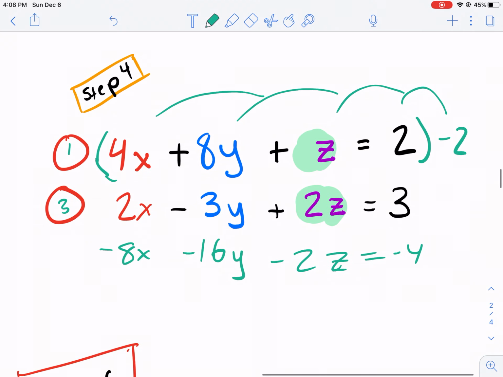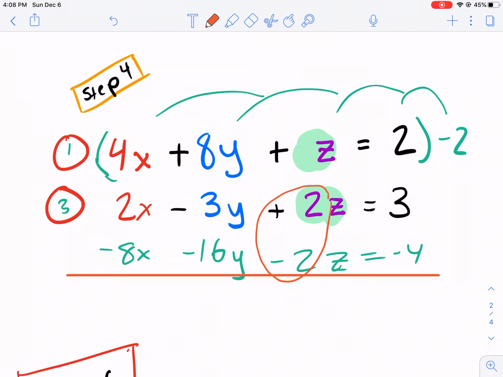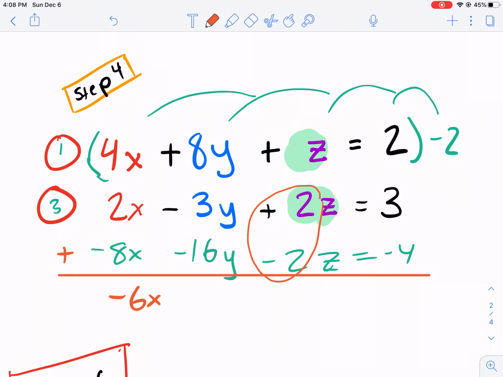What do I do from here? Well, I should recognize, as before, now I have opposite coefficients for my focus variable. That means I am ready to rock and roll. I'm ready to add these 2 equations. I get 2x minus 8x gives me a -6x. I get -3y minus 16y gives me -19y. This eliminates. That was the whole plan since the beginning.